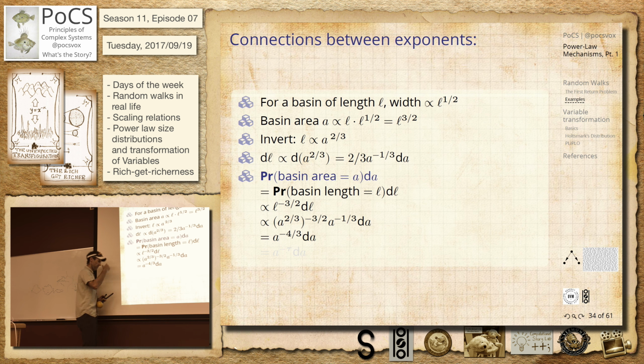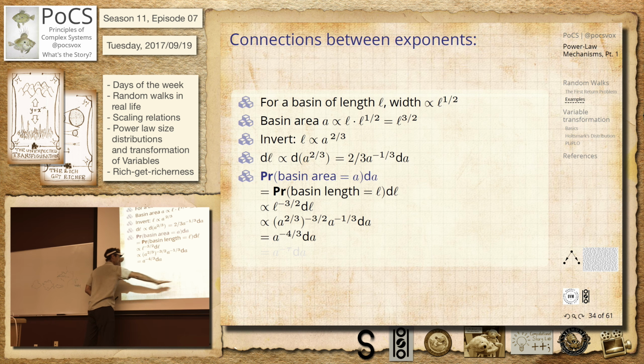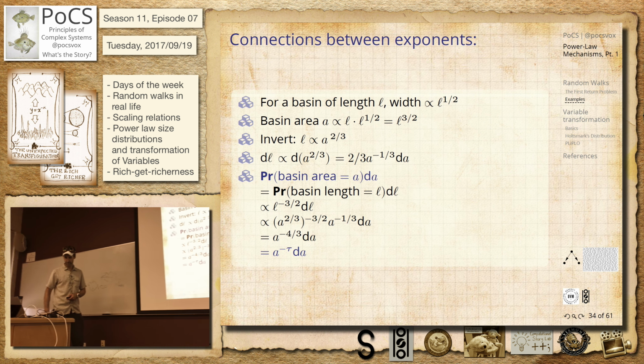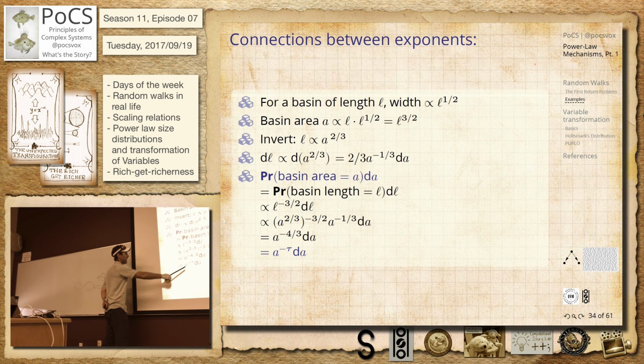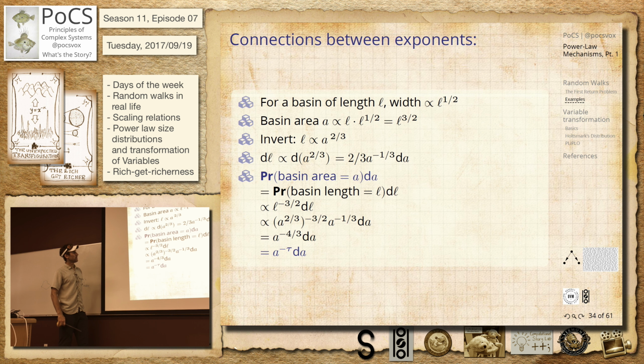So with these random walks, we randomly sample from this world, go to a random point on the landscape, and find the basin that is attached to that point. And with probability decaying like A to the minus 4/3, we'll have this area. So this is actually even closer to 1, right? This is a minus 4/3 instead of minus 3/2. So this is a very heavy-tailed distribution. You expect to find big things. And in general, the notation is tau. So the story is we can connect these things together.